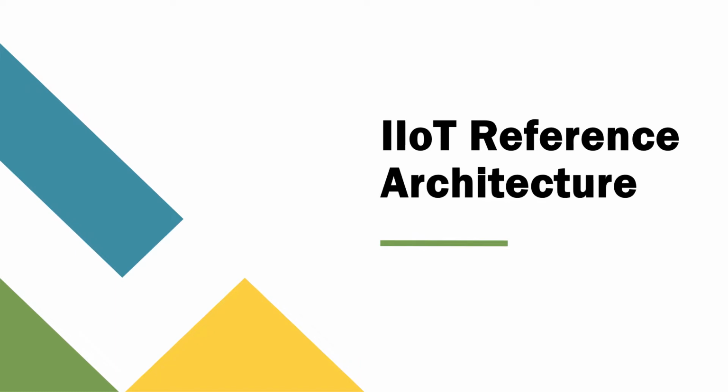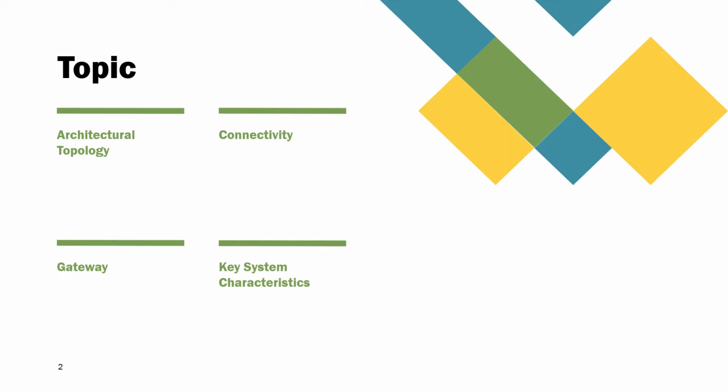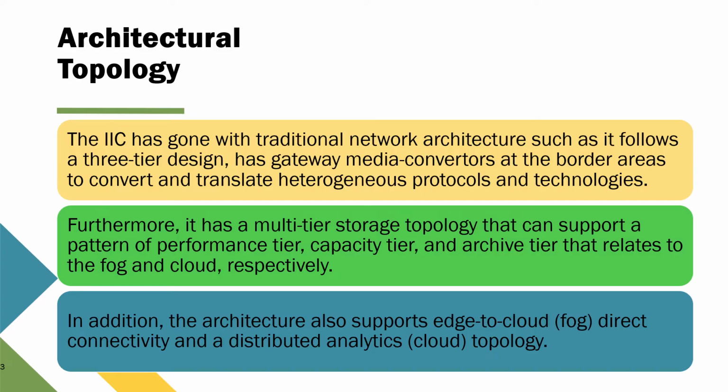So today we are going to continue with IIoT reference architecture part 2. For today's class, we're going to look into the architectural topology and the topic for the connectivity, gateway, and also the key system characteristics. The architecture of IIoT is very complex, where there are a lot of components that need to be considered by the manufacturer, by the industry, when they want to transform it into the IIoT.